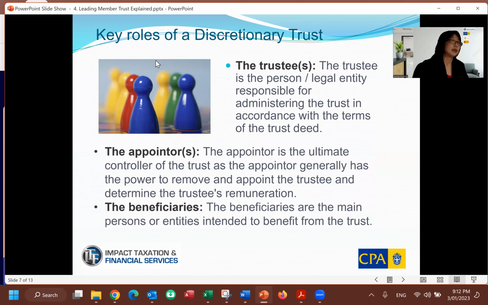So let's have a look at the key roles of a discretionary trust.